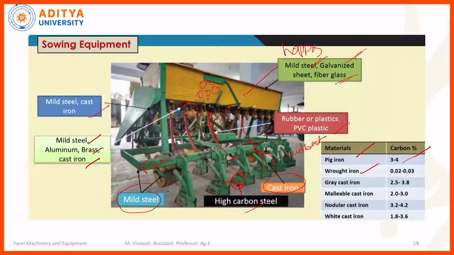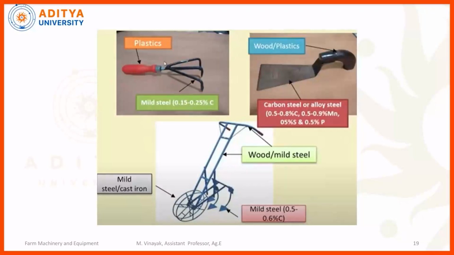The lowest carbon percentage was observed in wrought iron, and the highest carbon percentage was in pig iron. So based on the manufacturer's or designer's requirement, they can select the material, what type of material we need to use. If the material interacts with the soil, we can go for a material with a high carbon percentage. If they go for a lightweight material, we can go for wrought iron. Okay.